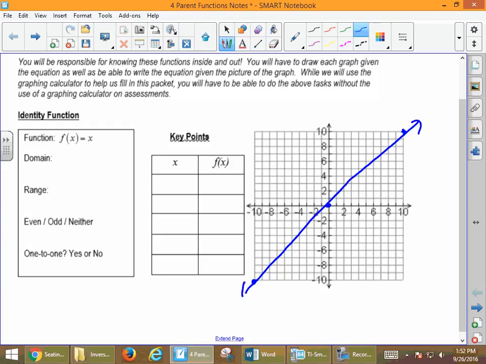And hopefully your picture is a little bit better than mine. Do the best you can. If you really want a ruler, I have some here that you're welcome to borrow. But that's the only one that you'll really need it for.